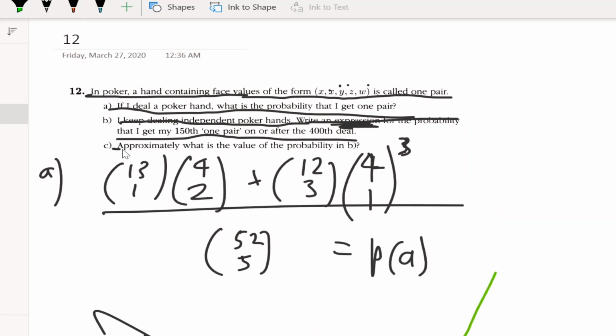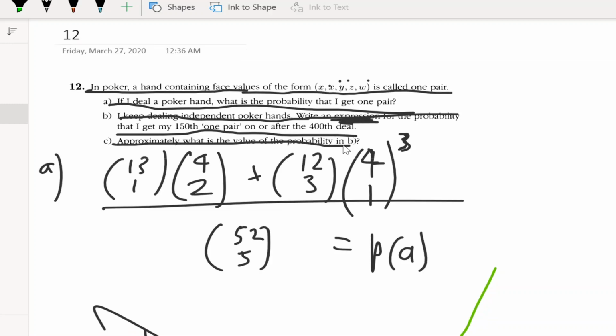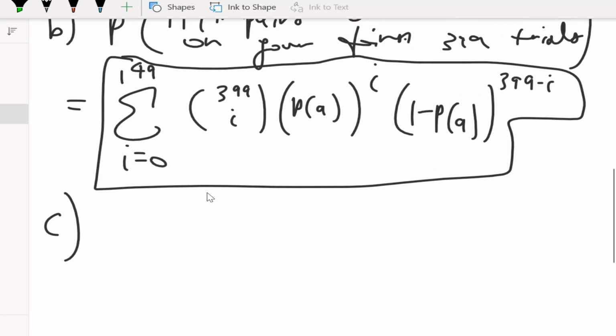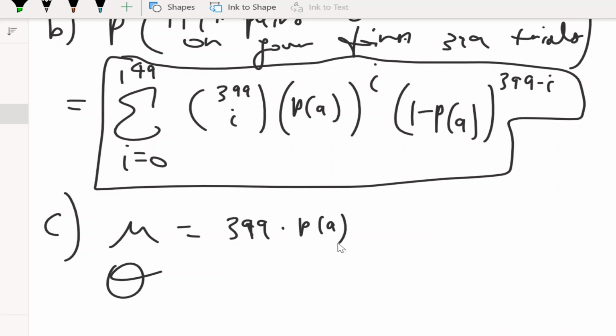Okay, part C: approximately what is the value of the probability in B? Alright, coolio. So, obviously, actually calculating this is very annoying. An easier way is to just use a normal approximation, which becomes a more obvious route when you realize that this is just a binomial distribution, right? It's super easy to normally approximate that. So for normal approximation, we need mu and sigma. So we know there are 399 total trials, and a probability of success is P of A.